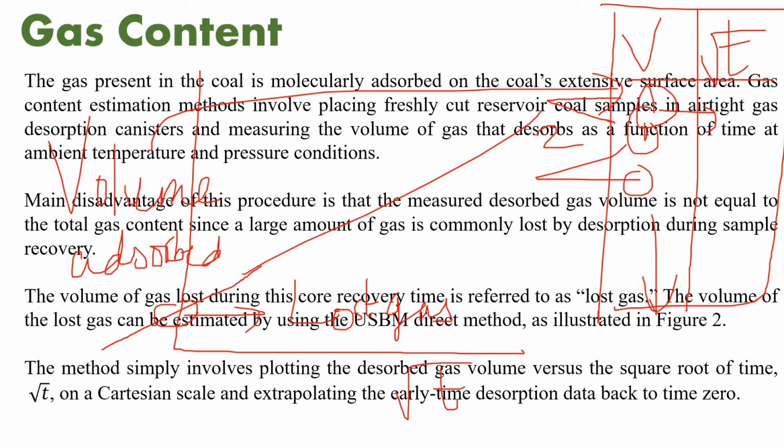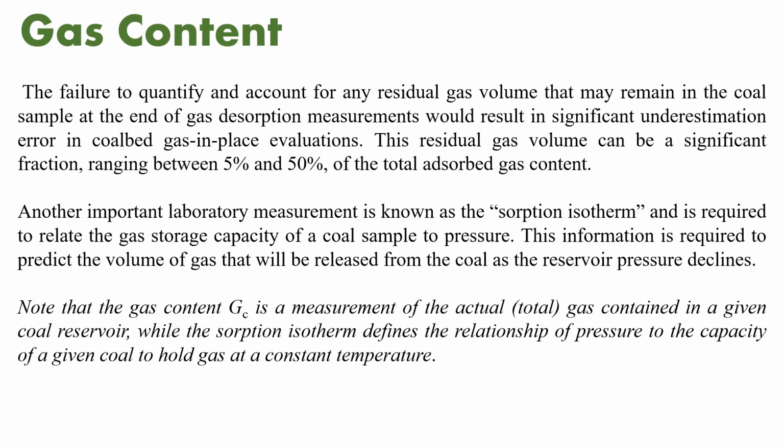So as you can observe, the lost gas volume is the volume at zero time, literally. So the failure to quantify and account for any residual gas volume that may remain in the coal sample at the end of the gas desorption measurement would result in significant underestimation error in the coal bed gas in place evaluation. So like we do oil in place, the same way in CBM wells we go for gas in place evaluation. This residual gas volume can be a significant fraction of the total adsorbed gas content.